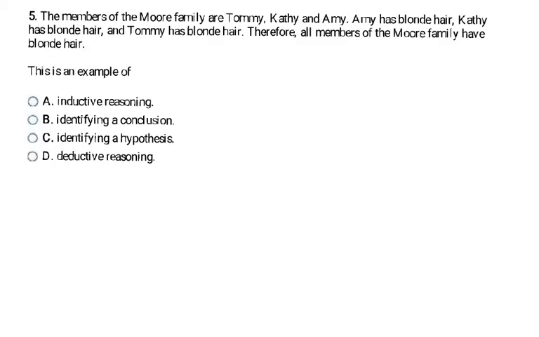This example says the members of the Moore family are Tommy, Kathy, and Amy. Amy has blonde hair, Kathy has blonde hair, and Tommy has blonde hair. Therefore, all the members of the Moore family have blonde hair. This is an example of, okay, you know that the Moore family has 3 people, and you know those 3 people have blonde hair. So you know without a doubt they all have blonde hair. So this is deductive reasoning.